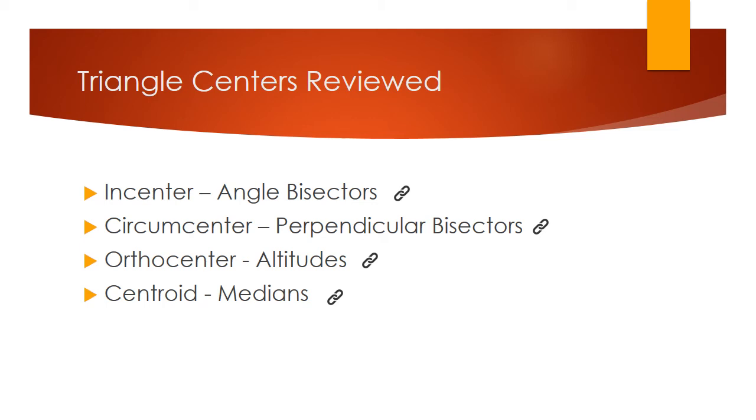An in-center will allow us to inscribe a circle. A circumcenter will allow us to circumscribe a circle. The orthocenter is just a special center, and then the centroid is actually the location where the center of mass of the triangle is located. So if you were to put your finger on that point, you would be able to balance the triangle on the tip of your finger.